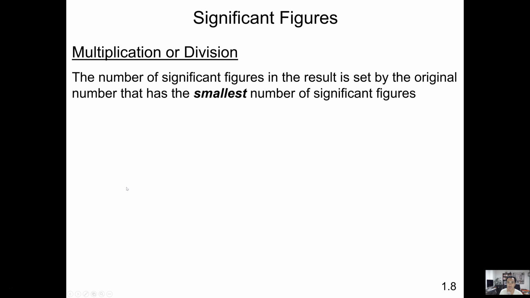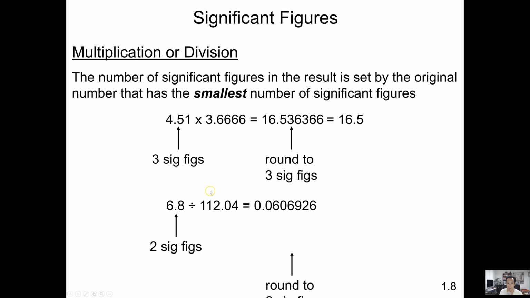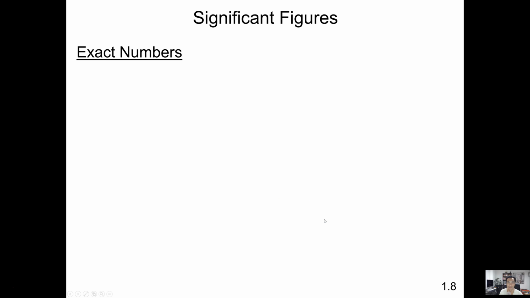Now for multiplication and division, use the number with the smallest number of significant figures. This is the rule that's most common in calculations. So here, our smallest number will be the 4.51, which has 3 significant figures. If you round the result to 3, you should get 16.5. The 3 does not come off because that's a rounding error. For 6.8, it's the same idea for division. You have 2 significant figures, which is your lowest one. Because you're rounding off to 2, you're going to get 0.061. So the 1 will be significant.